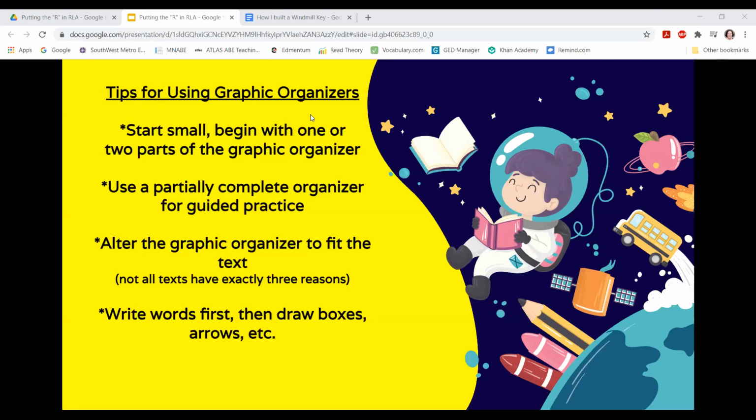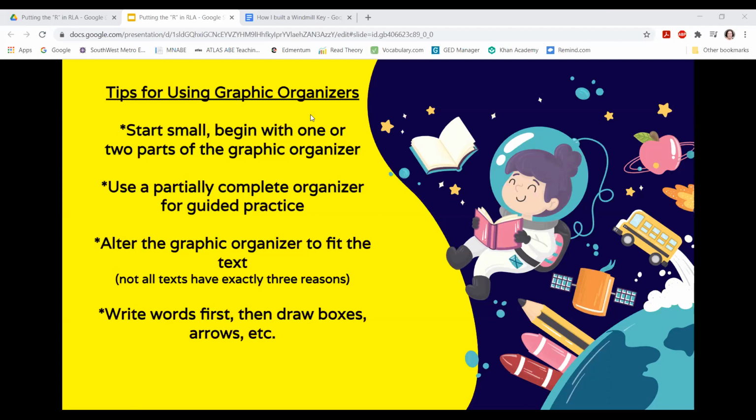It's really important with graphic organizers that students understand that the organizer should be altered to fit the text. I have a lot of concrete learners who really struggle with that and will spend 10 minutes looking through a paragraph to find a third reason because the skeleton of their graphic organizer has three reasons, okay? So we really need to work with them to understand that the text guides the graphic organizer, not the other way around.